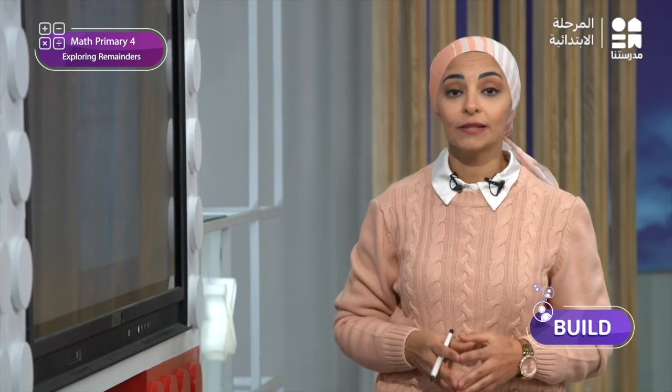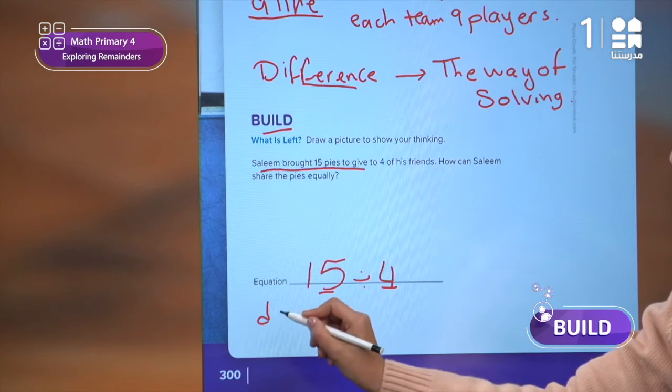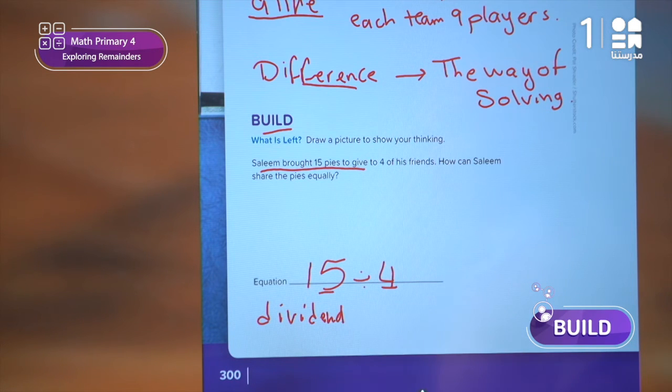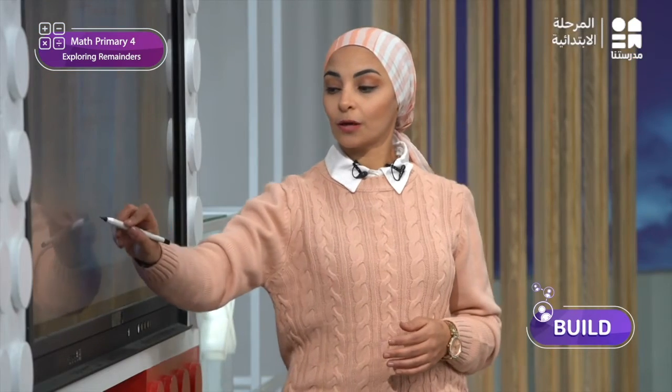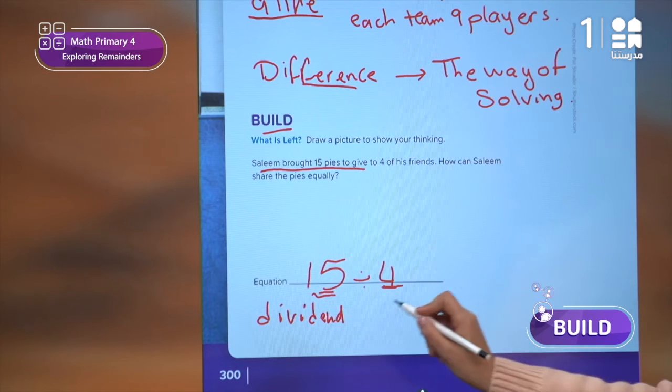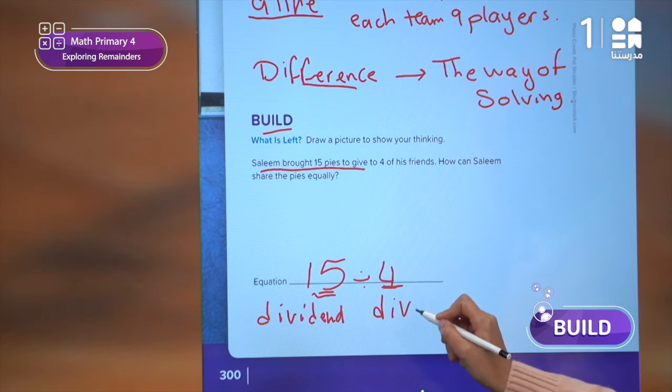Okay, here the number distributed or divided in this problem is called what? Dividend. It's called dividend. تعالوا نكتبها كده, يبقى 15 is the dividend. Okay. It is represented here by the number 15 زي ما احنا شايفين. طيب, the number that is used to divide by is called what? It is called the divisor, which is 4. يبقى 4 اسمها ايه؟ اسمها the divisor.